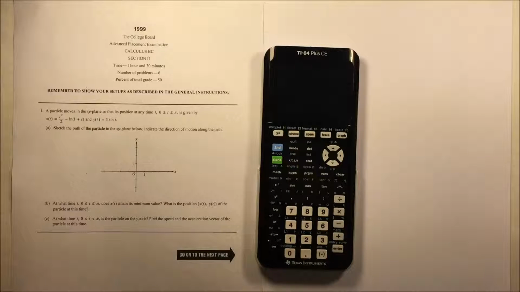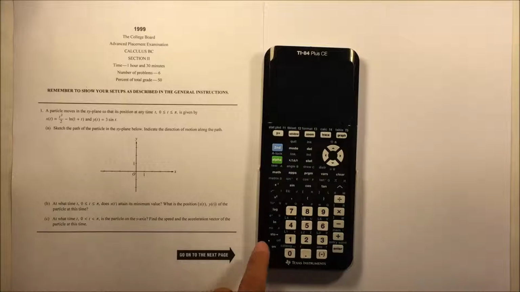So this one is a parametric problem, and question number 1 asks: a particle moves in the xy plane so that its position at any time t, where t is greater than or equal to 0 and less than or equal to pi, is given by x of t equals t squared over 2 minus ln(1 plus t), and y of t equals 3 sine t. Part A asks us to sketch the path of the particle in the xy plane below. Indicate the direction of the motion along the path.